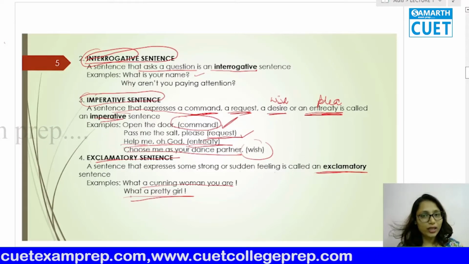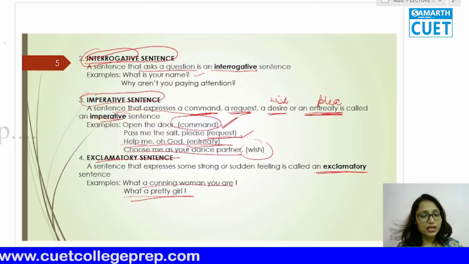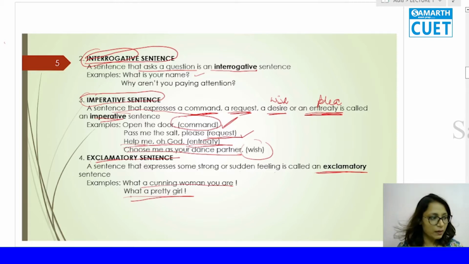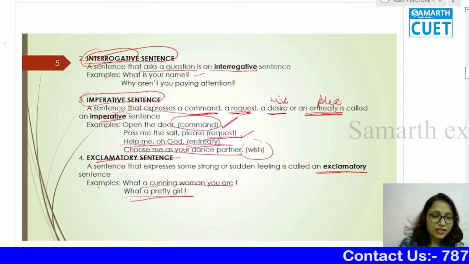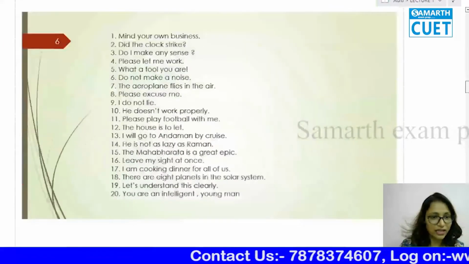Let's quickly revise it. First sentence for assertive or declarative. Second were interrogative, where you were asking a question. Imperative, where there was a command, wish, desire, order, or anything. And then the fourth one is exclamatory. Why am I revising it for you? Because next we have an exercise.